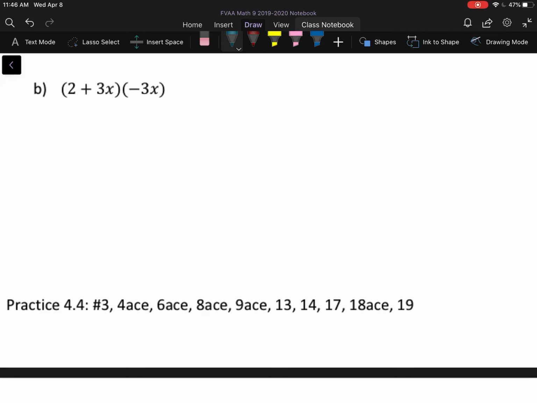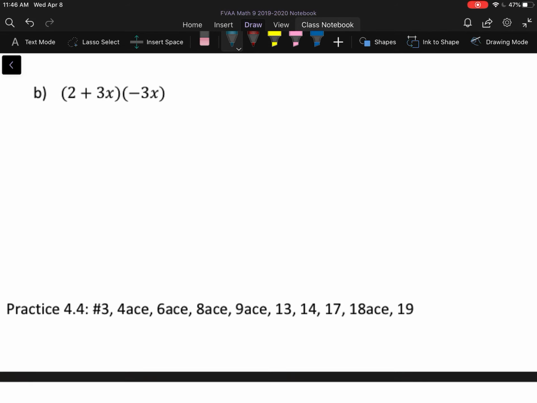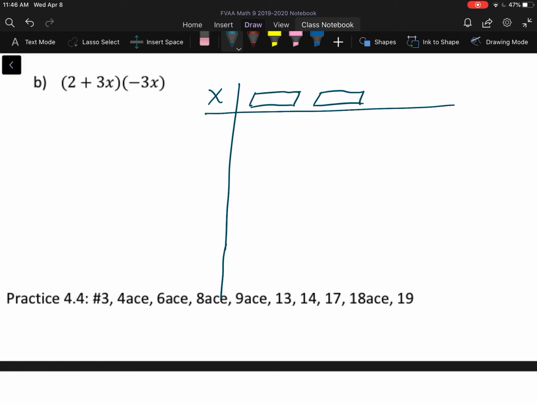All right, hopefully that went well. Maybe you had to rewind the YouTube video just to rewatch what we did above here. So here I set up my grid again. I have negative 3x on the top, and it doesn't matter which one you put on the top or on the side. Negative 3x, and then I have positive 3x on the side here.